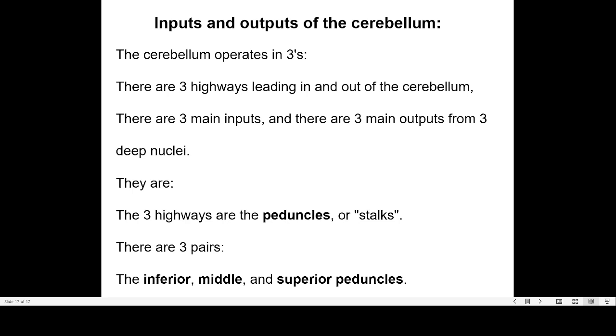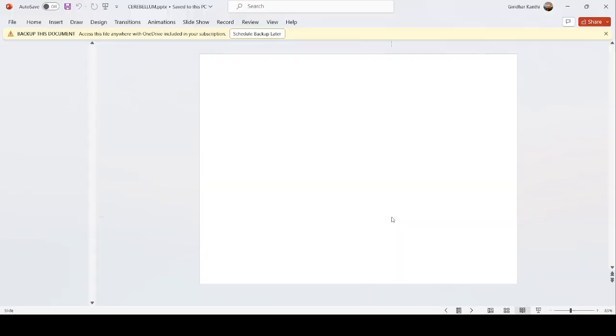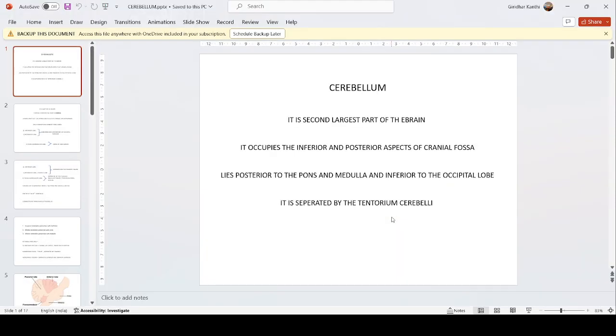So these are output and input. The output means from the cerebellum to the different parts. The input means from the different parts of the brain to the cerebellum. These are the main important groups of nerve tracts. So this is the important point in relation to the portion of the system.